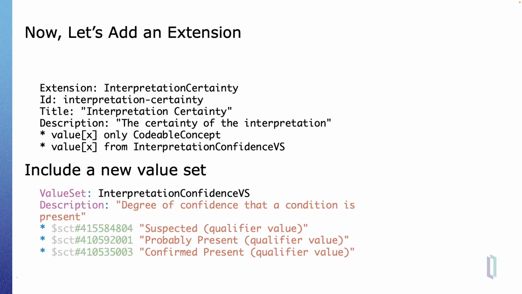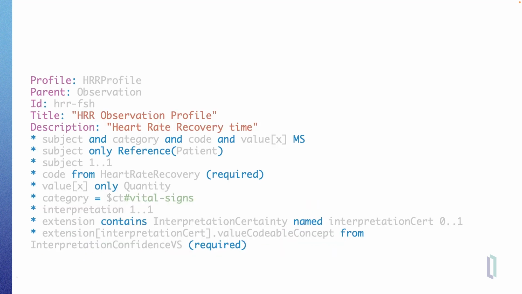We'll also add an extension, interpretation certainty. And so we're going to constrain this, and here's our description, the certainty of the interpretation. And we're going to limit the value only from the definition of codable concept. And it's got to be one of these several values that we're going to draw from the SNOMED code set. And then you're going to see these rules. I know this is fairly low contrast. We'll cover these in just a little bit here.